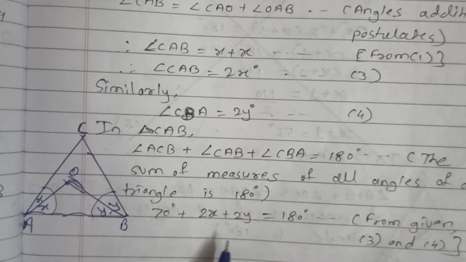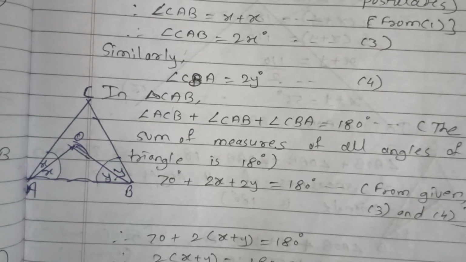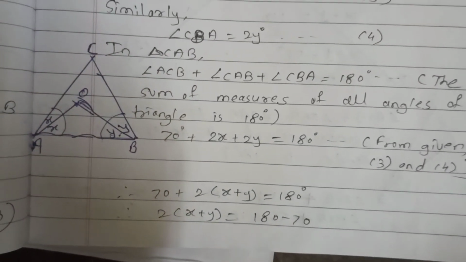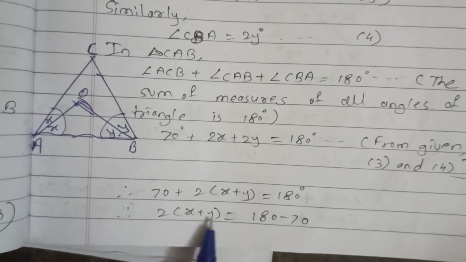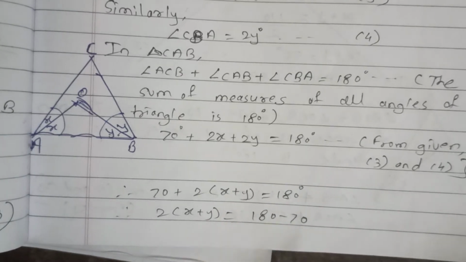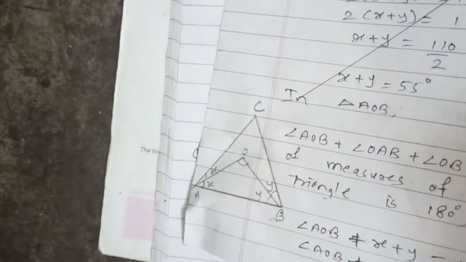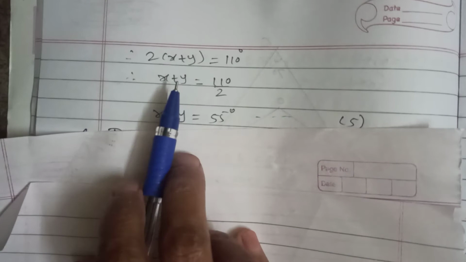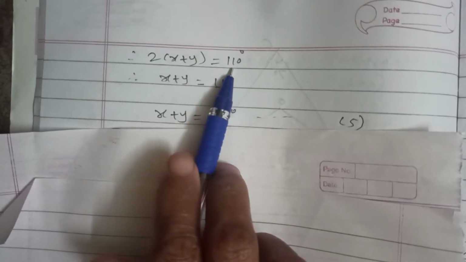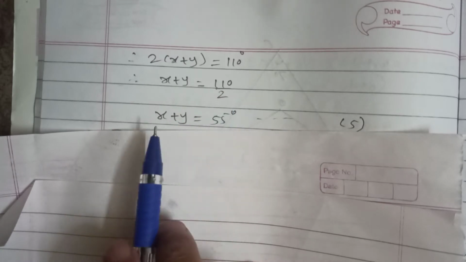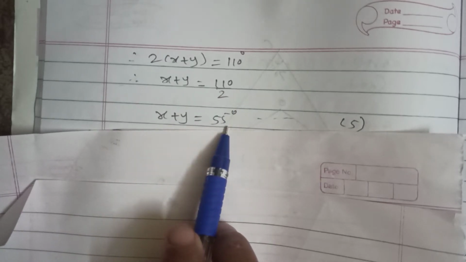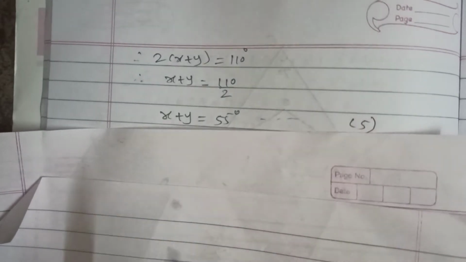Taking 2 common, we get 2 times (x plus y) is equal to 180 degrees. Therefore, 2 into (x plus y) is equal to 180 minus 70. Now let us see next. Therefore, 2 into (x plus y) is equal to 110 degrees, x plus y is equal to 110 upon 2, so x plus y is equal to 55 degrees. Now we get the answer: x plus y is equal to 55 degrees.